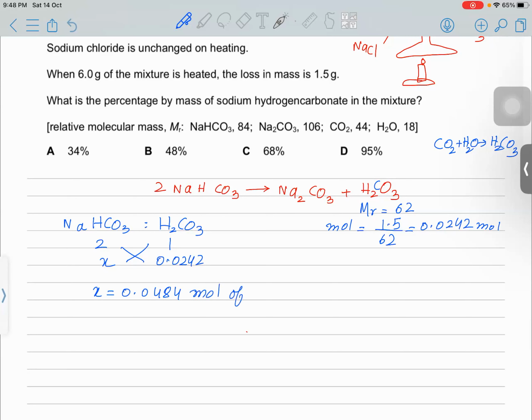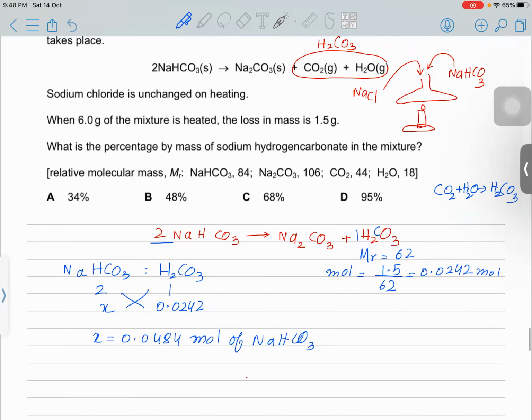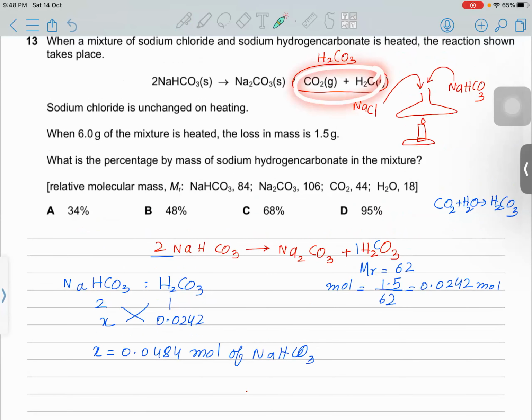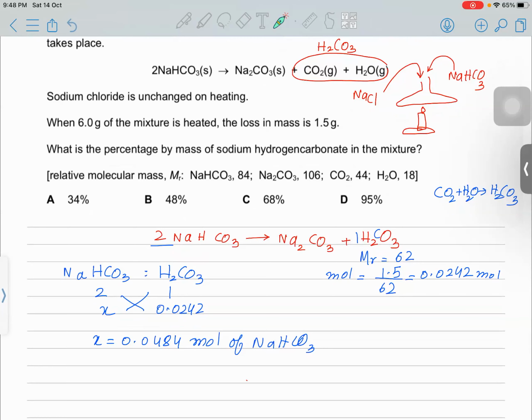Sir, why is the NaHCO3 ratio 2? In the equation, you can see that here we have 2, here we have 1. Sir, we can't see the equation because it's blocking the above one. Because when you add both of them, you have one molecule. Are you getting my point? Yes, sir, got it. Okay.